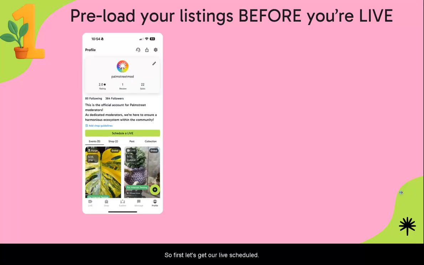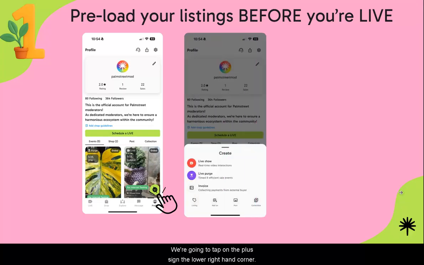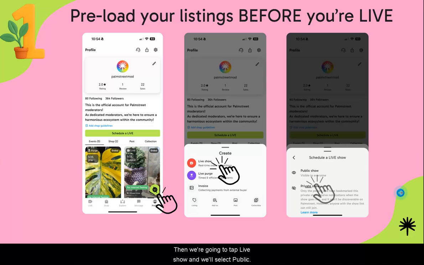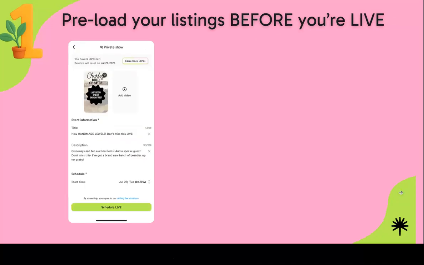So first, let's get our live scheduled. We're going to tap on the plus sign on the lower right hand corner. Then we're going to tap live show and we'll select public. Next, you'll fill in all the details for your live. As I'm sure you've done before, you're going to add a fantastic cover photo. You're going to select the time, and then down here at the bottom, you're going to tap on schedule live.